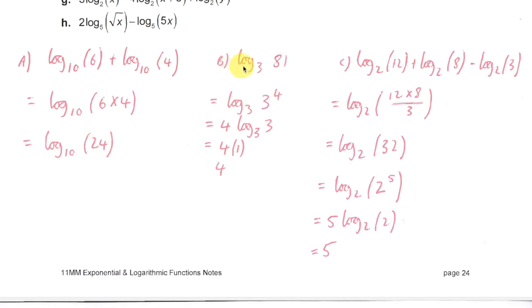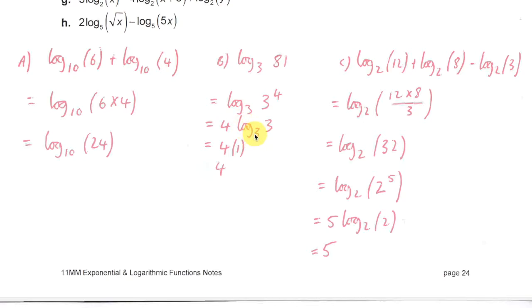In B, we've got log base 3 of the number 81. So hopefully you'll get a feeling there that that number 81 could be rewritten as 3 to the power of something. So now I've got log base 3 of 3 to the power of 4. With my log laws, I can take that 4 and take it out the front. So now I have 4 times log base 3 of the number 3.